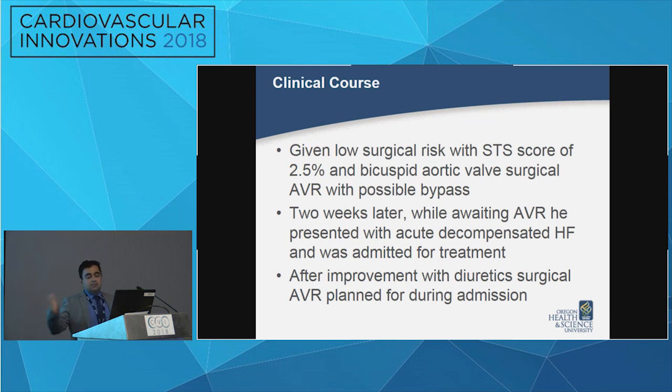So while he was an outpatient awaiting the planned elective AVR, he presented to the emergency department with worsening heart failure symptoms and was admitted for treatment. And after several days of diuresis, he was feeling better, and the plan was to just do the AVR during that admission. But then there was a turn of events.